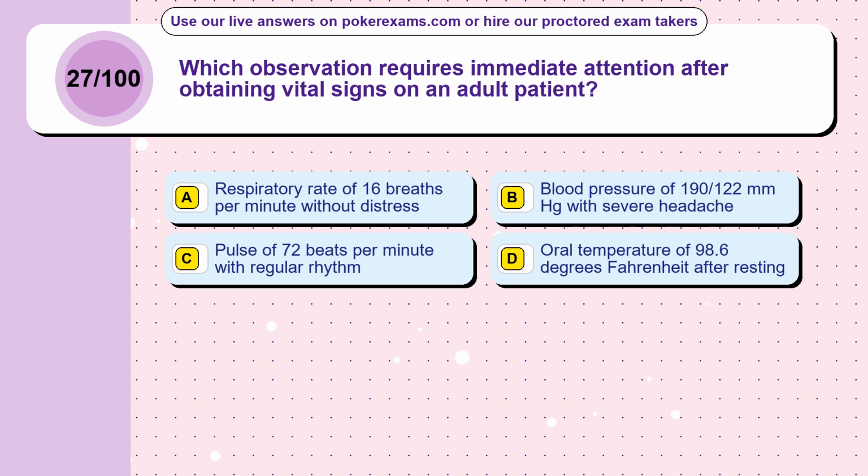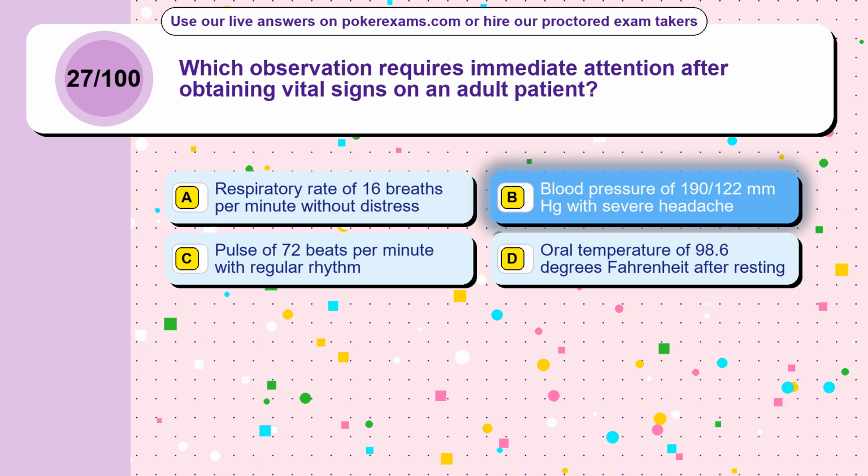Question 27. Which observation requires immediate attention after obtaining vital signs on an adult patient? Option A, respiratory rate of 16 breaths per minute without distress. Option B, blood pressure of 190/122 mmHg with severe headache. Option C, pulse of 72 beats per minute with regular rhythm. Option D, oral temperature of 98.6 degrees Fahrenheit after resting.